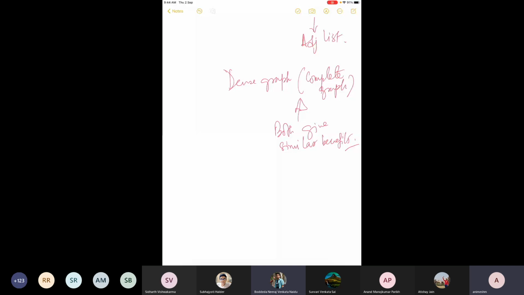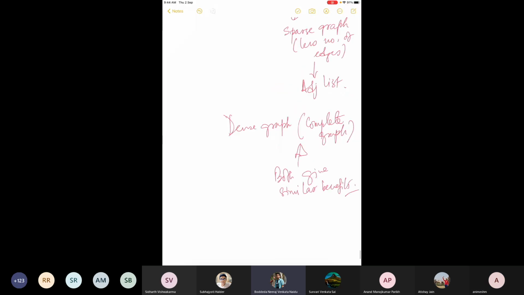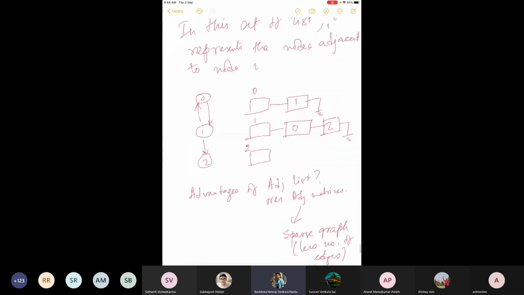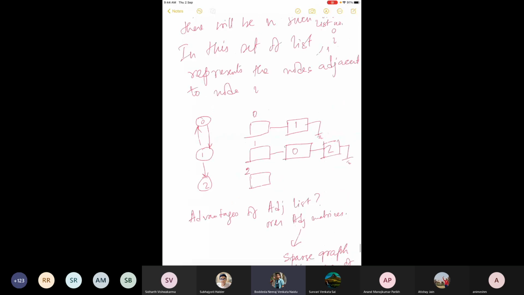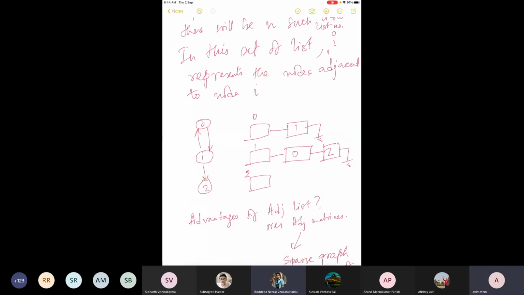Sir, just by looking at an adjacency list, can I tell whether it is directed or undirected? Just by looking at an adjacency list, yes, why not? How, sir? Like this can represent both undirected graph and directed graph. If it is undirected graph, it only means that this is mapped to this and this is also connected to that. Yeah. So what you can do is you can put a direction pointer. You can keep a direction pointer.